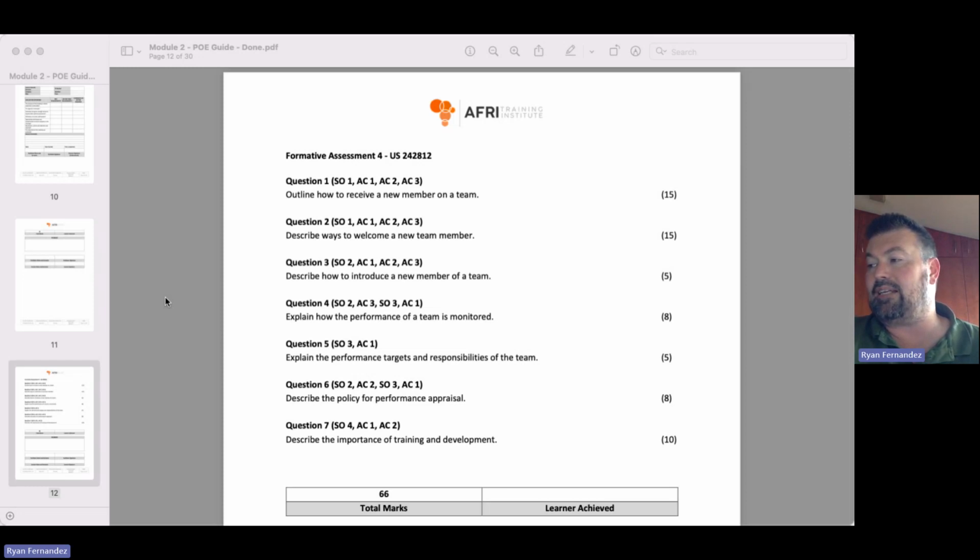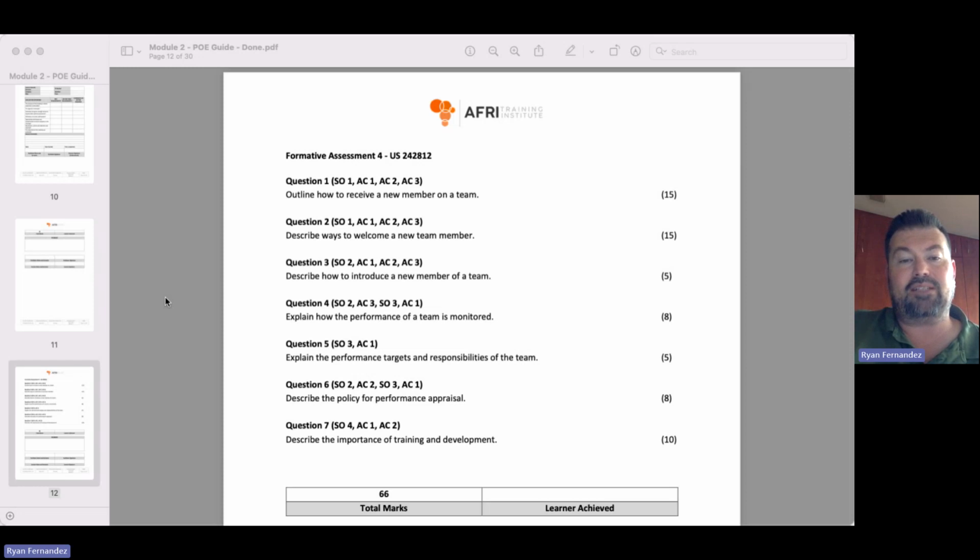They talk about that on page 38 and 39. But again, in your own context, how do you describe the policy for performance appraisal? What is it for your new members? How do they go through a development process based on a performance appraisal?